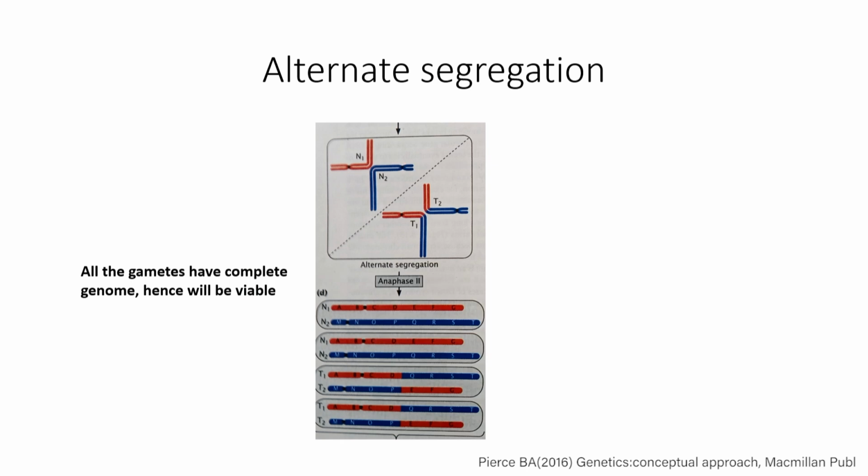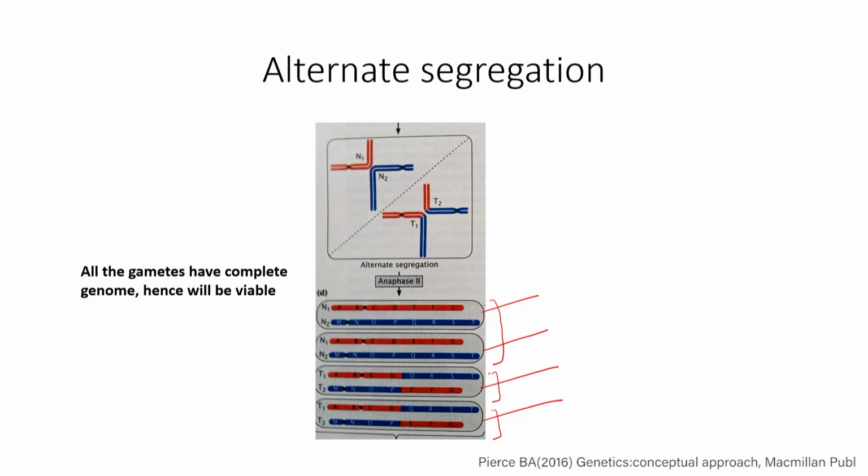So these 2 are the normal type. The other 2 have this part of red and blue, one chromatid of this. So this is the translocated chromosome. In these 2, translocation is not there; in these 2, translocations are there. So this is one gamete, this is gamete 1, this is gamete 2, this is gamete 3, this is gamete 4.